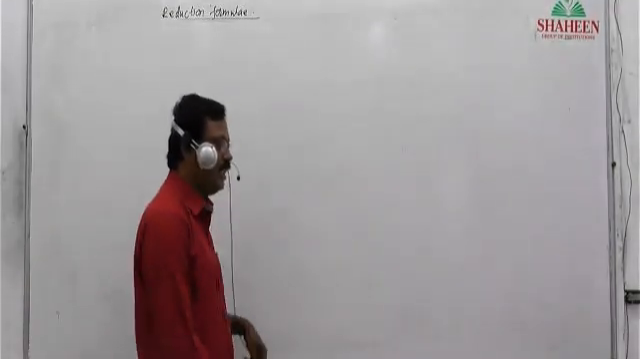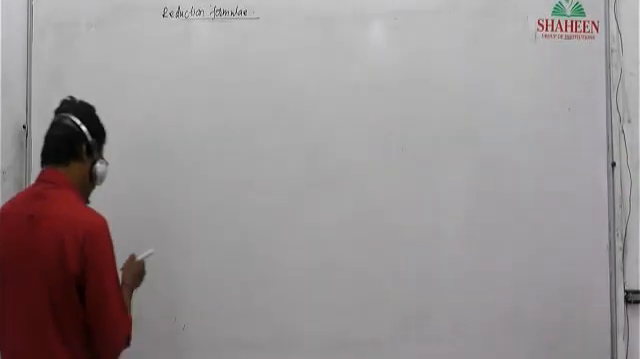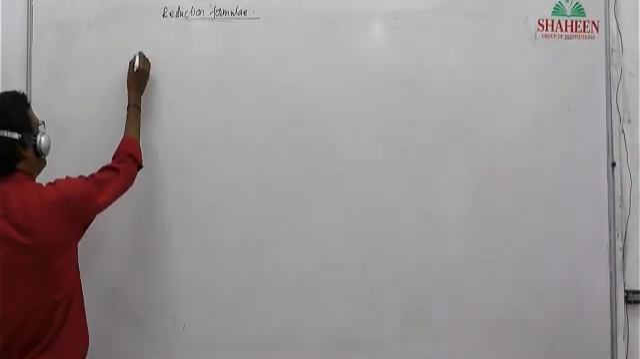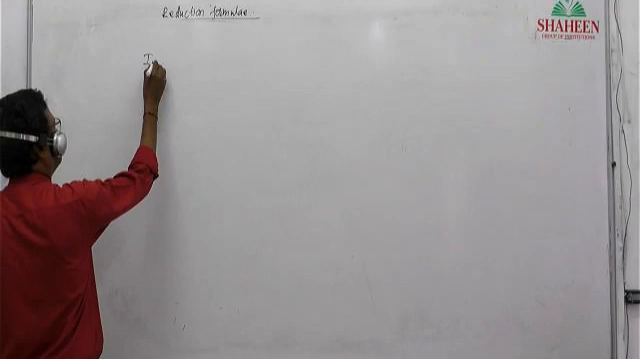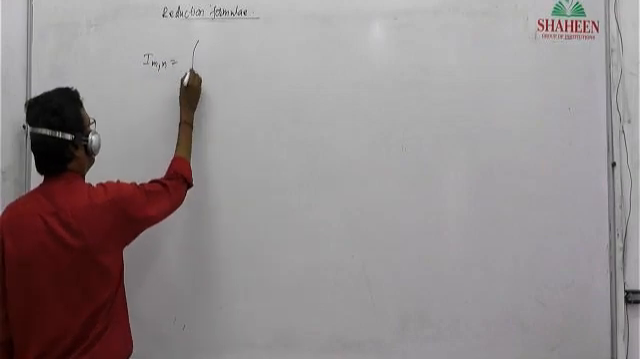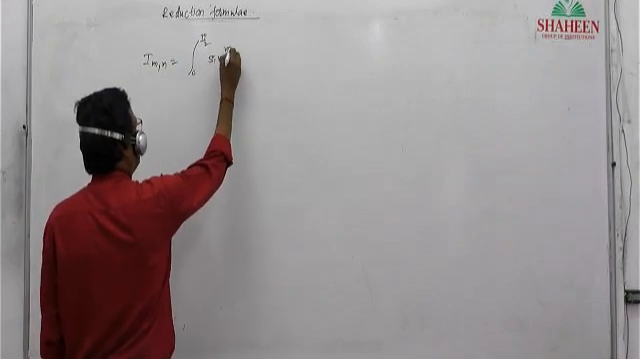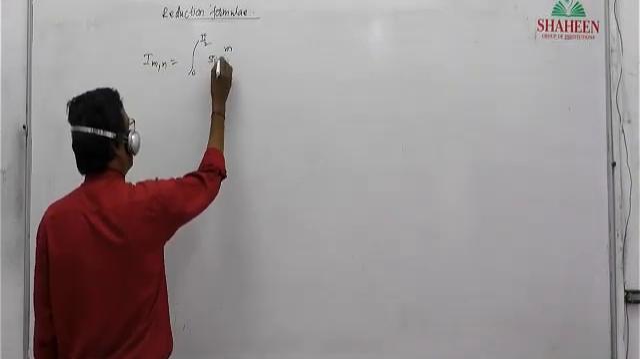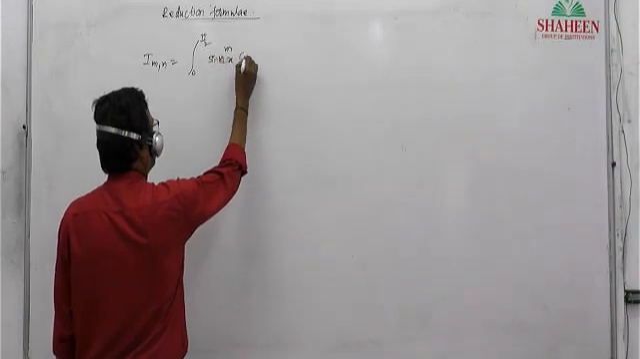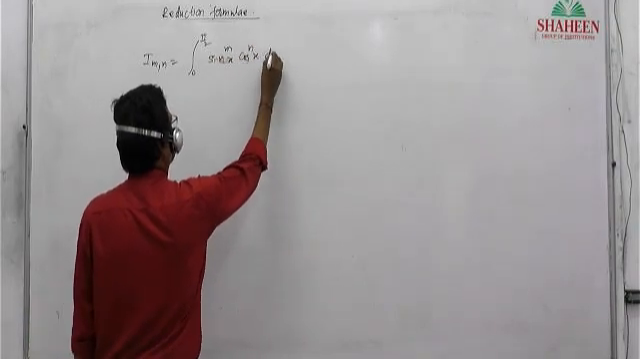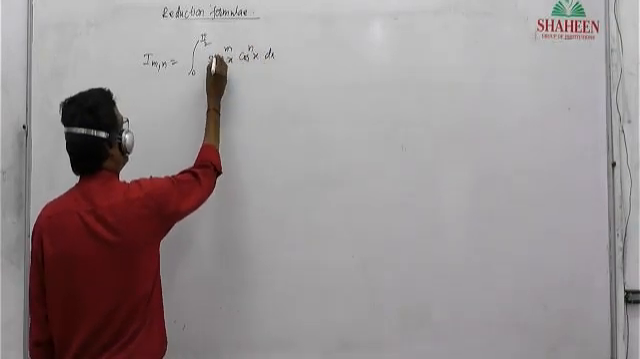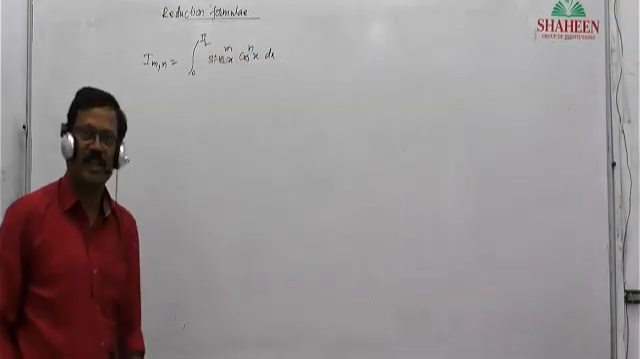Now let us see another reduction formula. If the problem is like this: I of m, n from 0 to pi by 2, sine power m is there and cos power n is there. See that this is the sine power m, cos power n reduction.